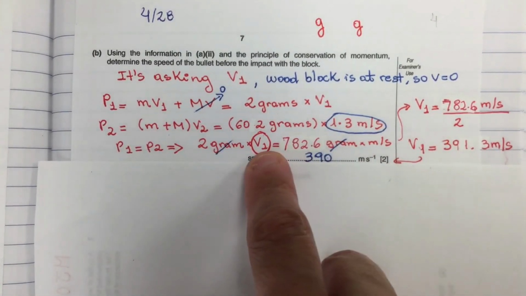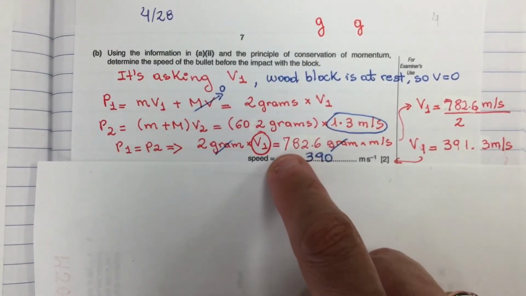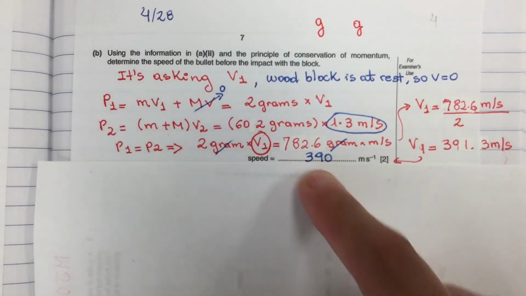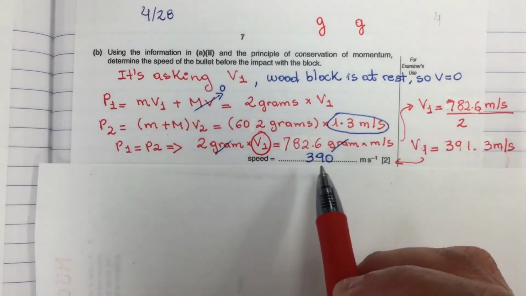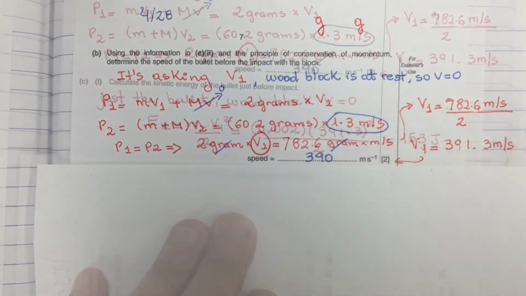And now our V1 is 782.6 divided by 2, which is 390. So this is a pretty high speed for the bullet. It kind of makes sense.